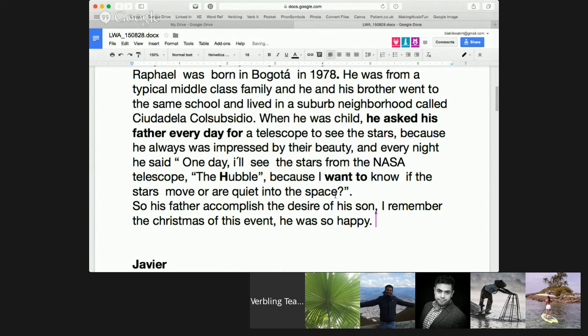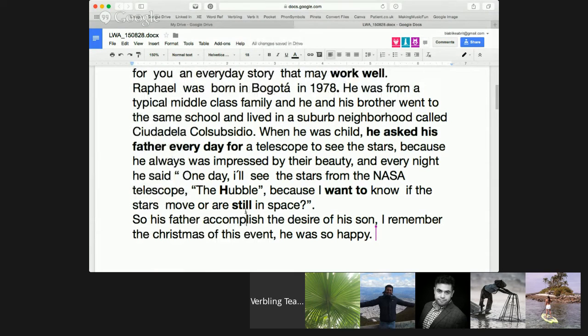I want to know if the stars move or are quiet in space. Maybe you mean still here, Julian. I think you mean still if you're coming from Spanish rather than quiet, because quiet is to do with noise, not movement in English, okay?